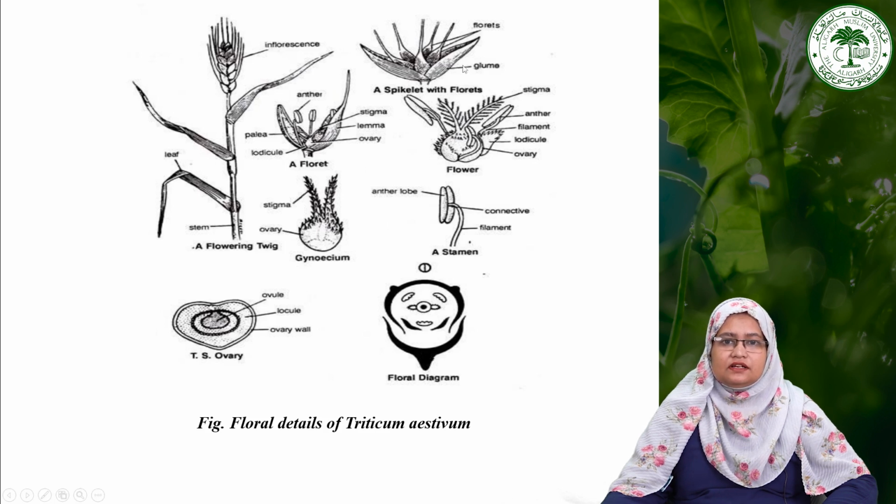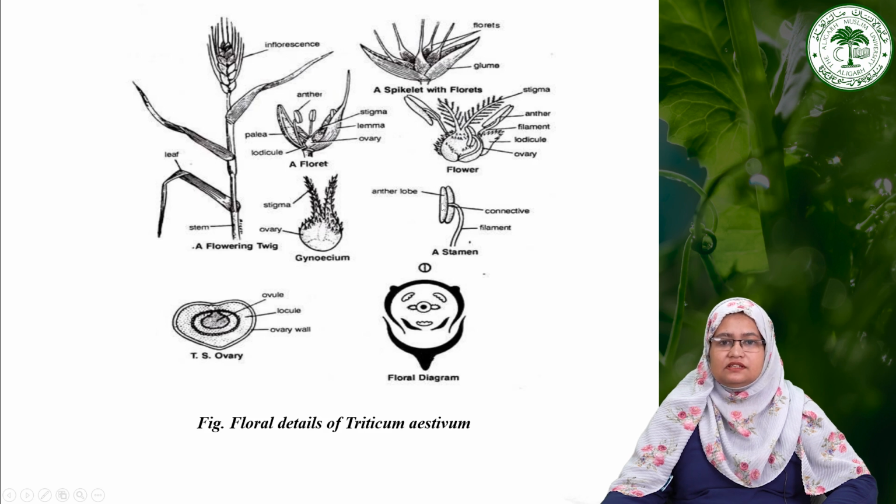And in this particular one you will find the gynoecium, with the ovary that is superior in position. Then the style is bifid and the stigma is feathery, and you can see here a single gynoecium. This is the ovary, and this one is the style, and this style is bifid and the stigma is feathery.